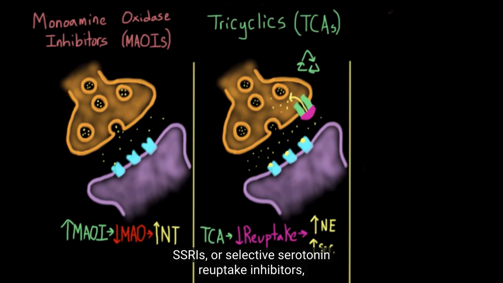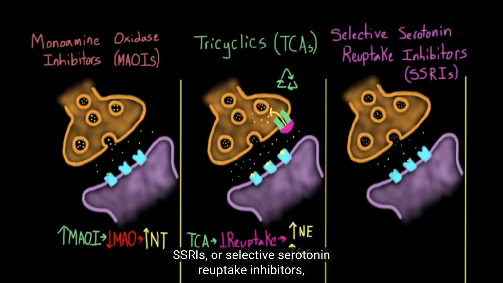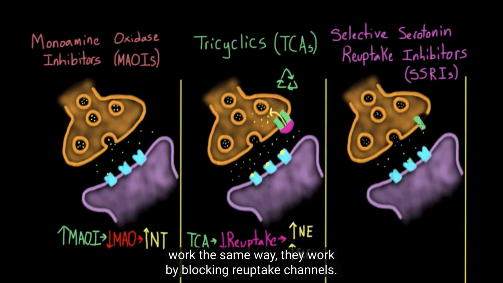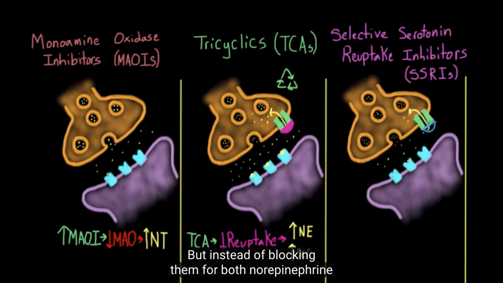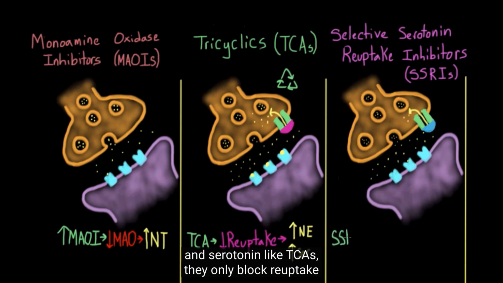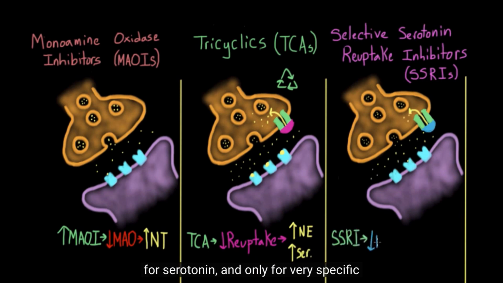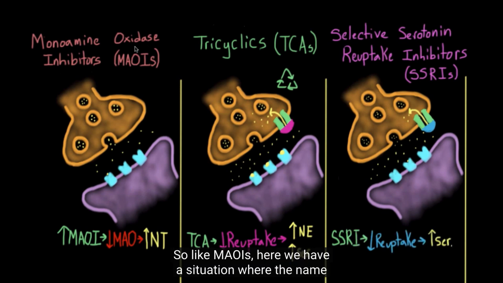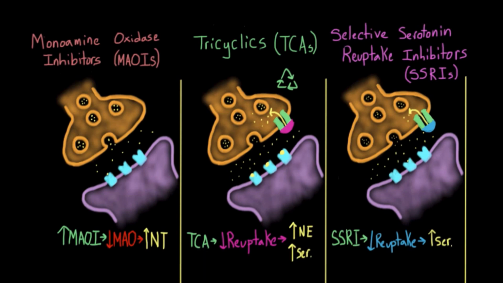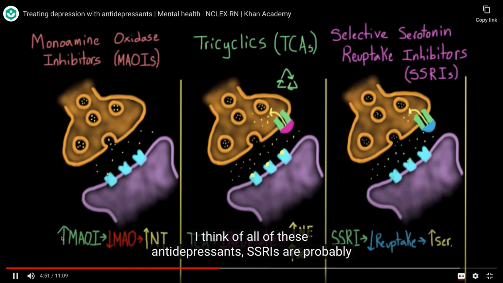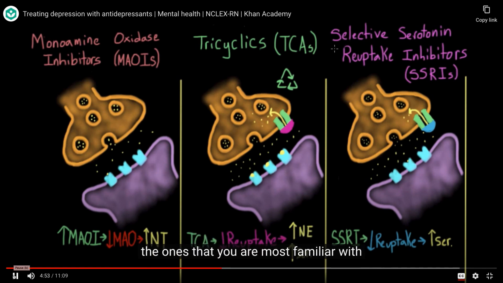SSRIs, or selective serotonin reuptake inhibitors, they work the same way. They work by blocking reuptake channels. But instead of blocking them for both norepinephrine and serotonin like TCAs, they only block reuptake for serotonin, and only for very specific serotonin receptors. So like MAOIs, here we have a situation where the name of the drug is a description of what the drug does. And I think of all of these antidepressants, SSRIs are probably the ones that you are most familiar with.